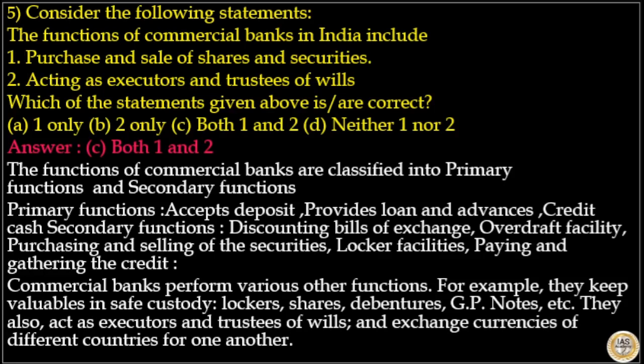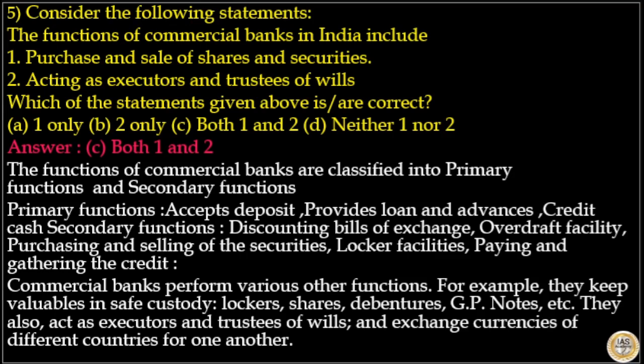The functions of commercial banks are classified into primary functions and secondary functions. Primary functions include accepting deposits, providing loans and advances, and creating credit. Secondary functions include discounting bills of exchange, overdraft facility, purchasing and selling of securities, locker facilities, and paying and gathering the credit. So, statements 1 and 2 are correct.